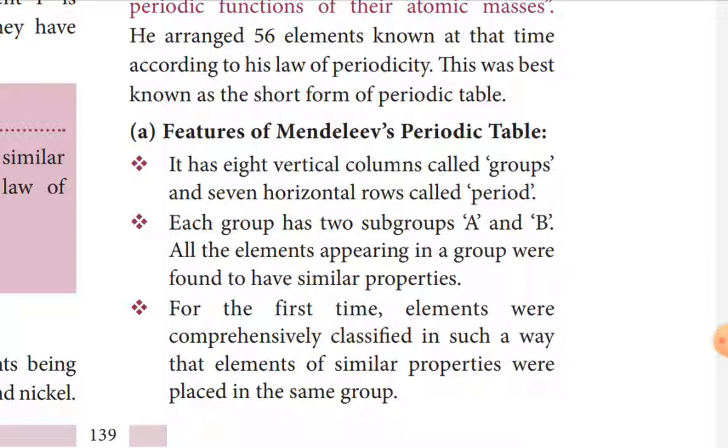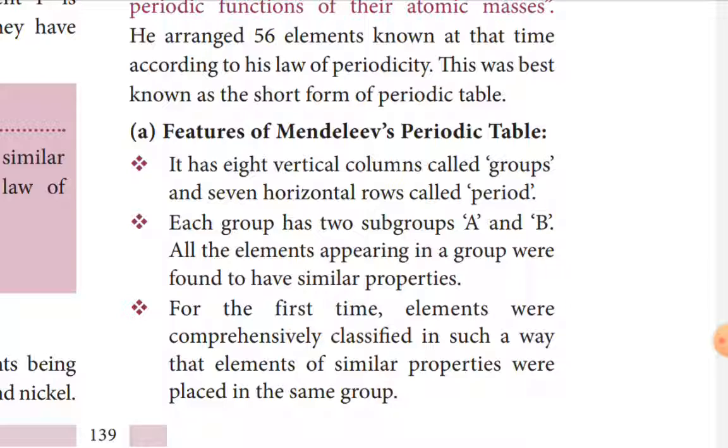So, only a few points are given. You have to learn and listen carefully. The first point: it has 8 vertical columns called groups and 7 horizontal rows called periods. So, there are groups and periods.